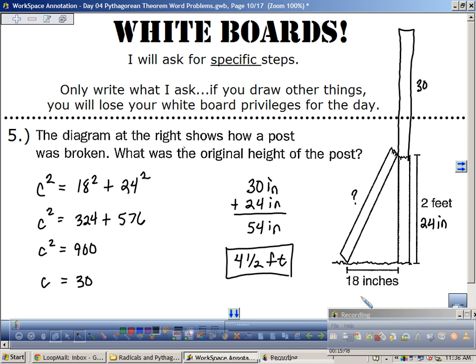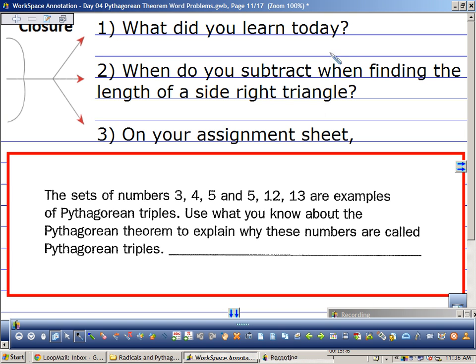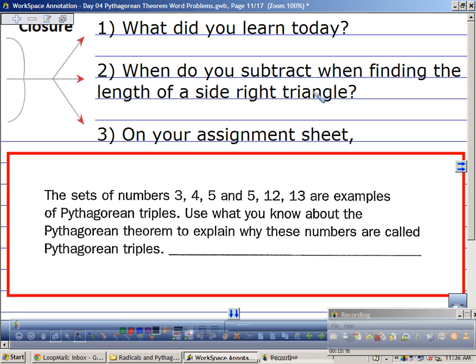Alrighty. You guys ready? Okay, what did you learn today? Pythagorean theorem with word problems. Please give me your attention. When do you subtract when finding the length of a side of a right triangle? When you're trying to find the shorter side, you subtract.